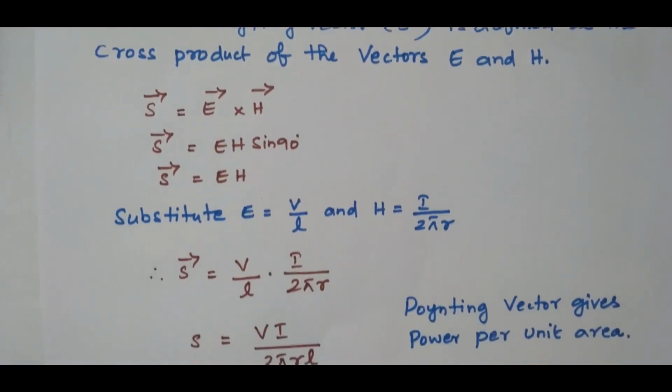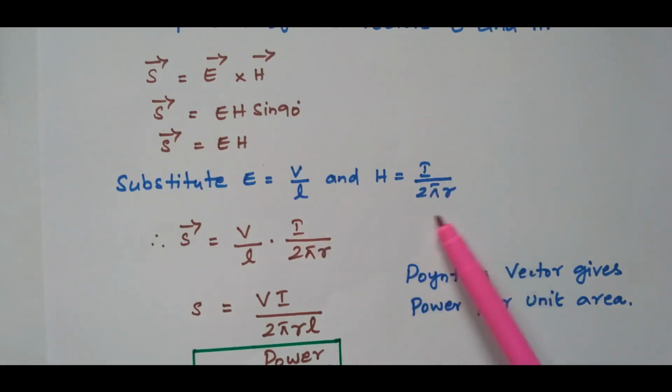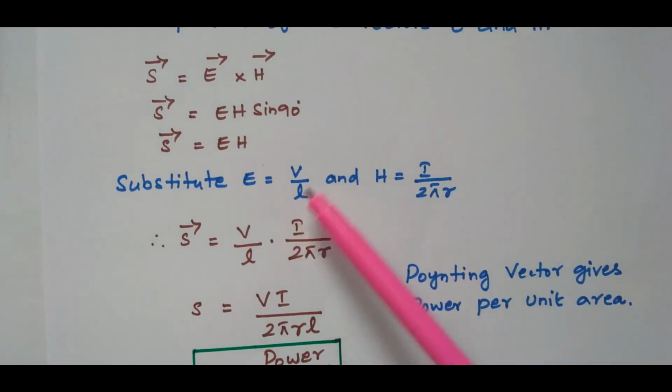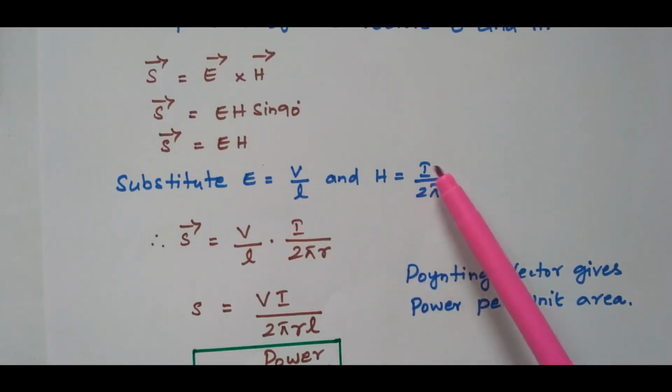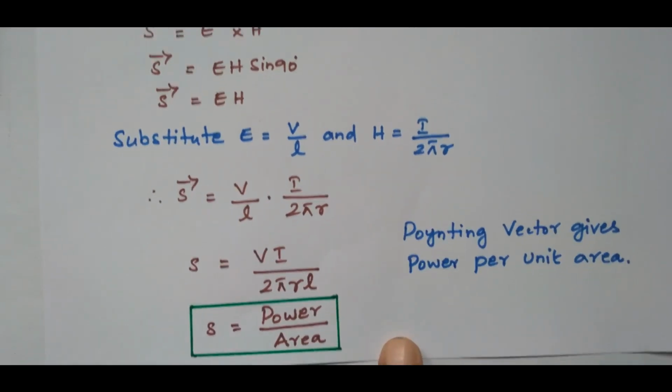Now we are going to substitute E equal to V by L. Electric field intensity is nothing but potential by length. Similarly, H equal to I divided by 2 pi R based on Ampere's law. So this is a general formula. E equal to V by L, H equal to I by 2 pi R. Now we will substitute these two. E is replaced as V by L, H is replaced as I by 2 pi R. So while multiplying, V into I divided by 2 pi RL.